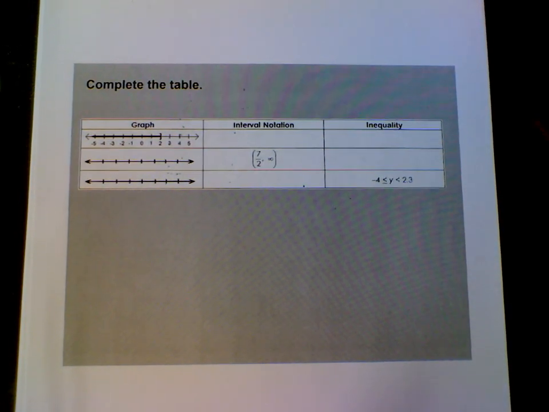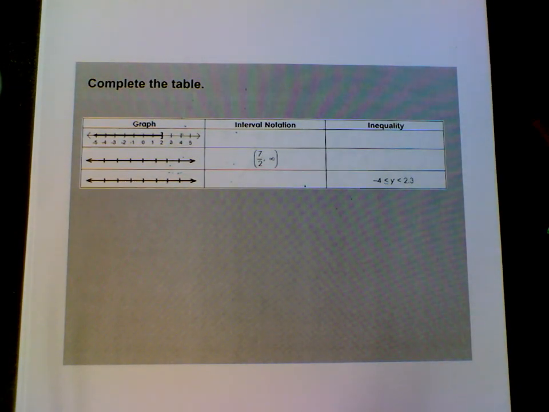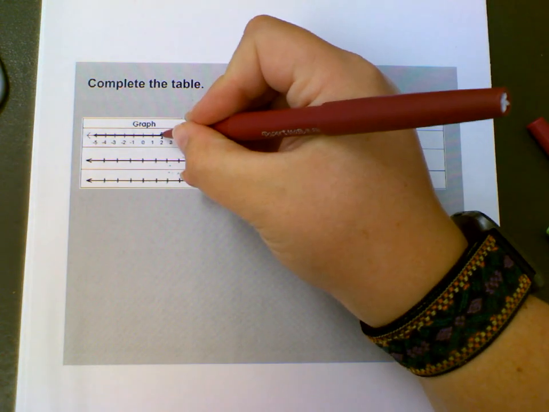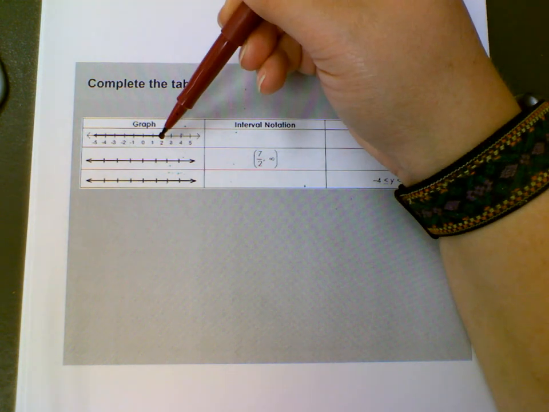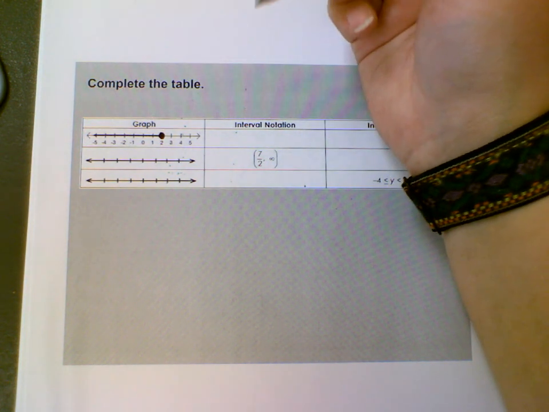All right, we're going to fill in this quick table. I have a graph. Now this one's graph is set up a little differently. It used a bracket instead of the filled in dots, so I just changed that real quick. So I have a closed dot on 2, and my arrow goes to the left forever.